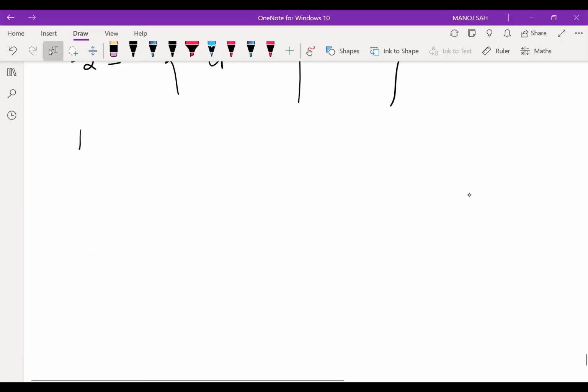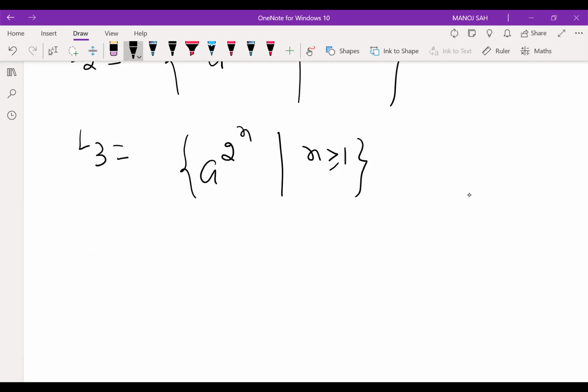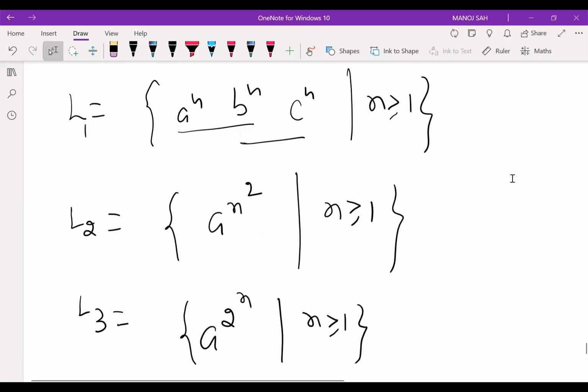Now see the third example, L3 equal to a to the power 2 to the power n, where n is greater than or equal to 1. L4 is a to the power factorial n, where n is greater than or equal to 1. So you can't write 0 here.